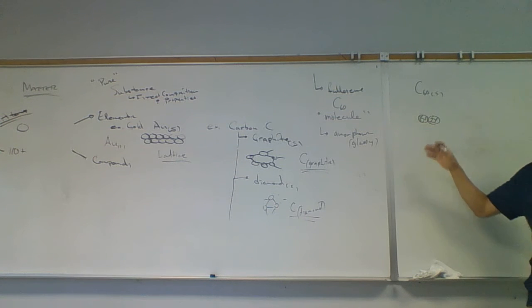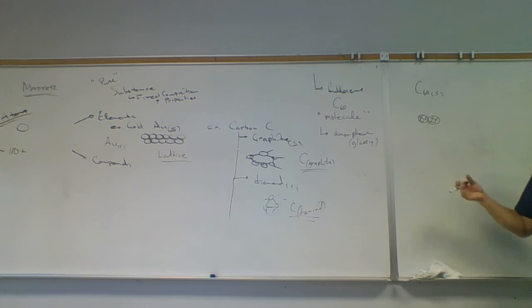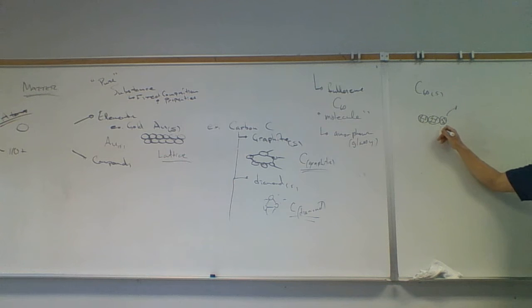You know, gold, you look at the atoms of gold, those are strongly held together by what we call metallic bonds. But these C60s are easy to break apart. These C60s are held together in the solid by something that's not a bond, but what we call an intermolecular force.